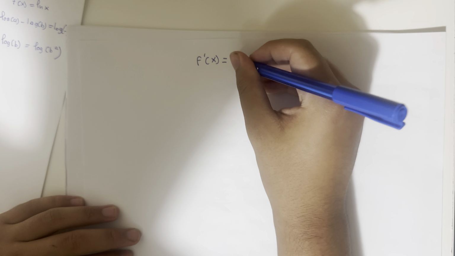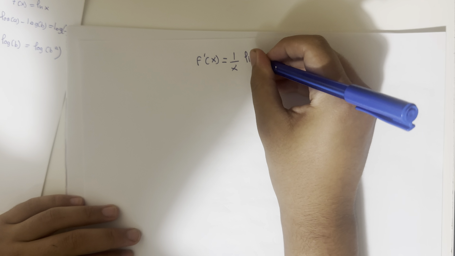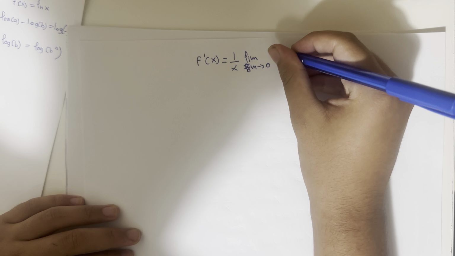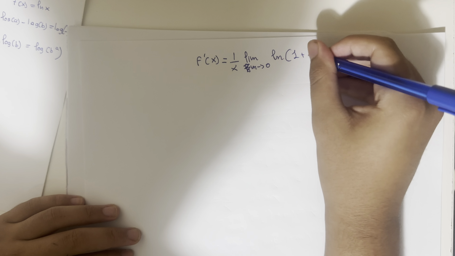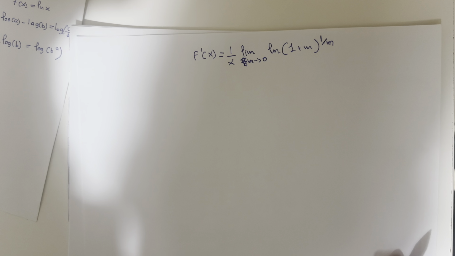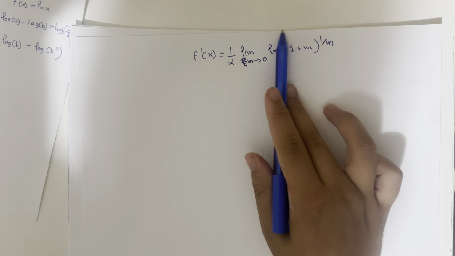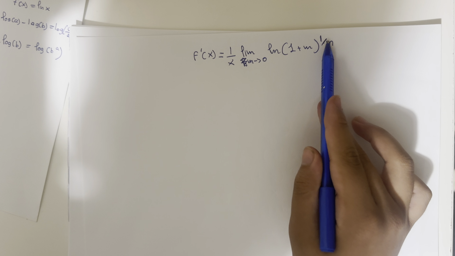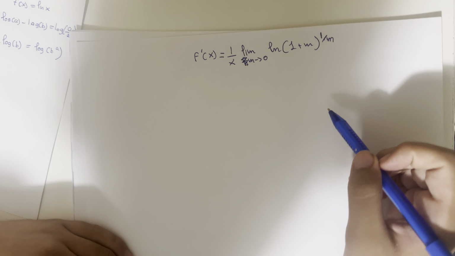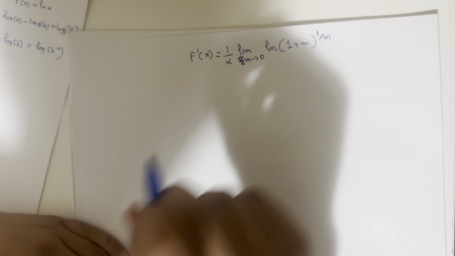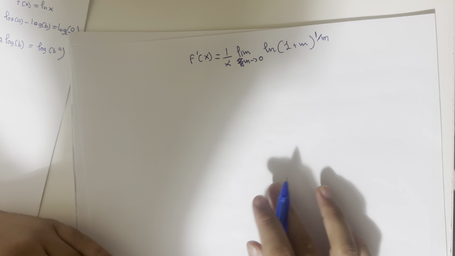is equal to 1 over x times the limit as m goes to 0 of the natural log of (1 plus m) to the 1 over m. Now, this looks a lot like a certain limit that we want to evaluate. I'm talking about this part, 1 plus m to the 1 over m.